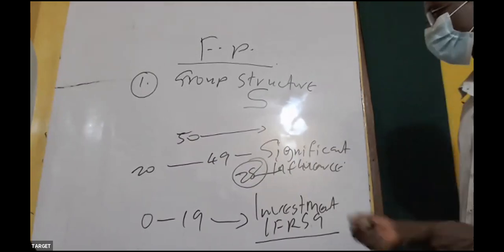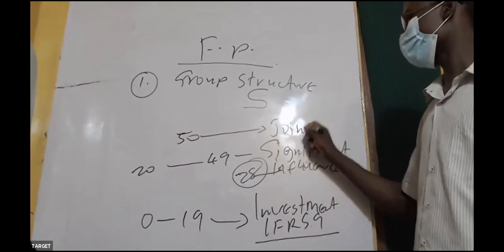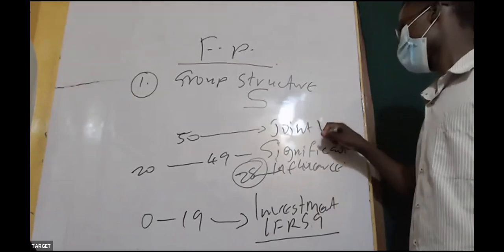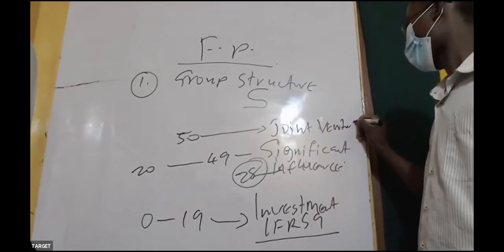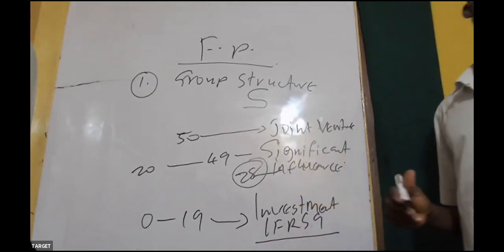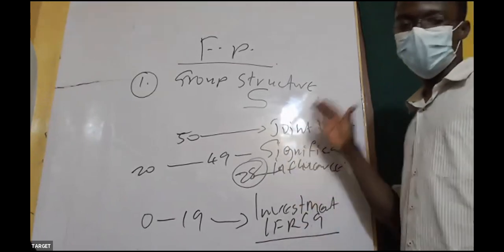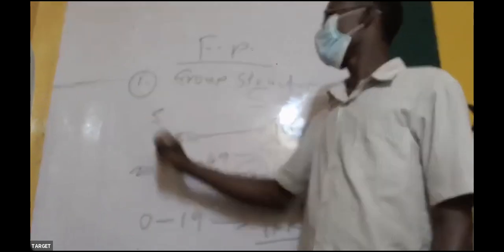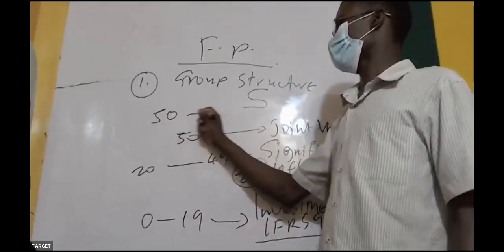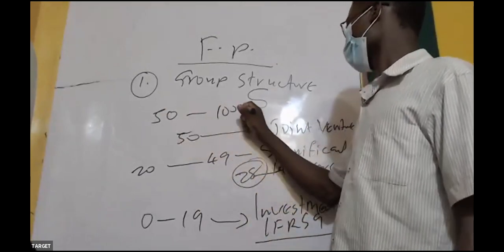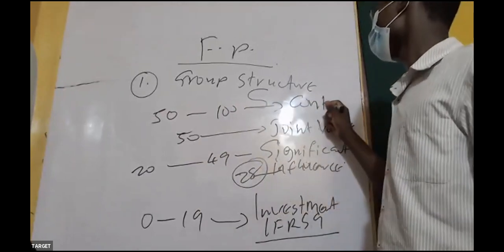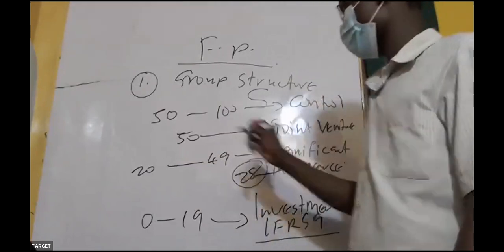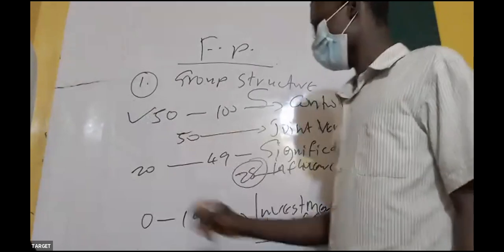Investment in associate. If I have 50, we call it joint arrangement or joint venture. So joint venture or joint operations. That one is IFRS 11. So IFRS 11, control, joint venture. Then I have from more than 50, between 50 and 100, we now call it control. And that is subsidiary. At financial reporting level, we only treat control and associate.